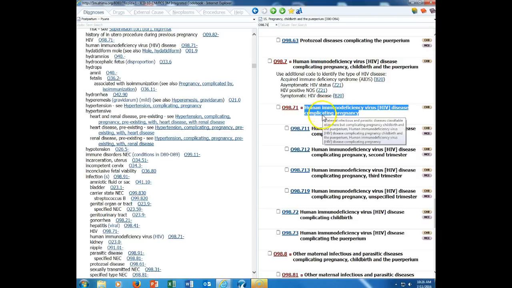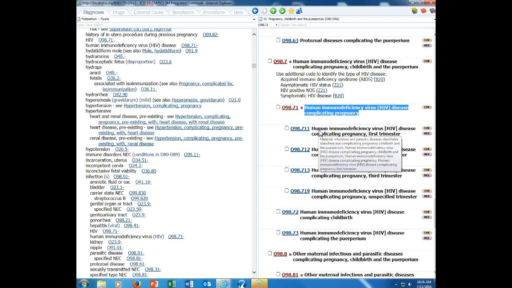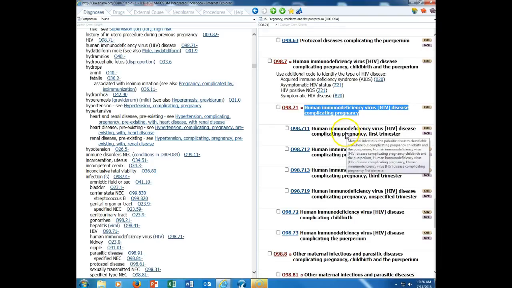So while this code says, oh, my OB patient has HIV, it doesn't tell me whether they're HIV positive or whether they have full-blown AIDS, and so I have to add the very specific HIV code actually indicating what the status of that patient is. And this is something that you'll see often in coding: we'll have a code that says, oh, this patient has something else, but it doesn't tell us the specificity of the something else, and so we have to go and code that something else. And this is an example of that.